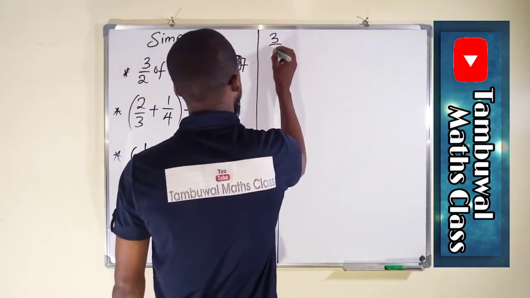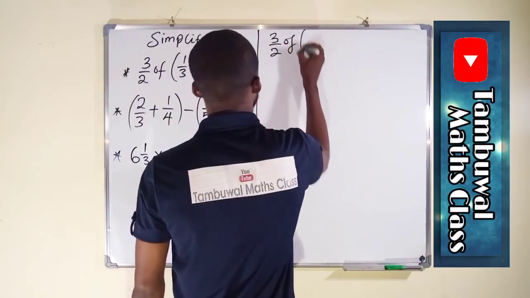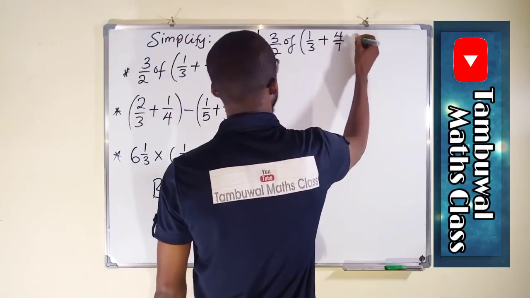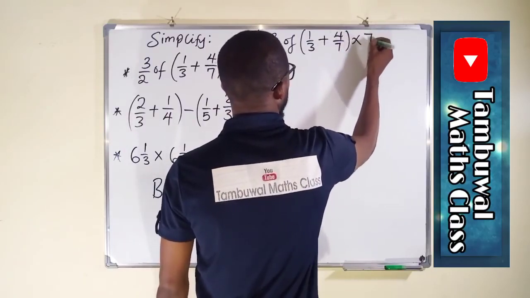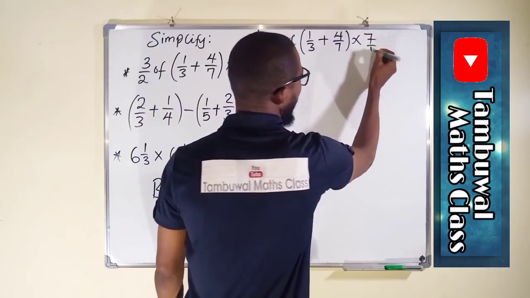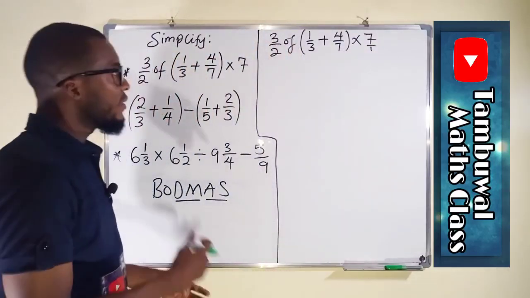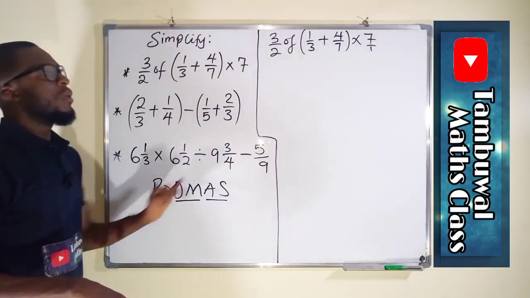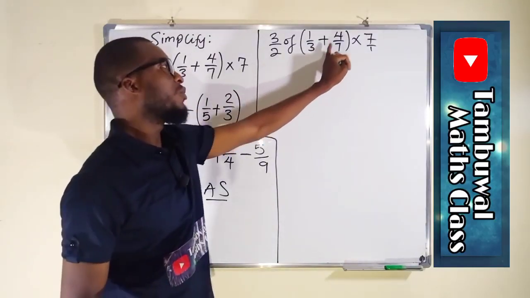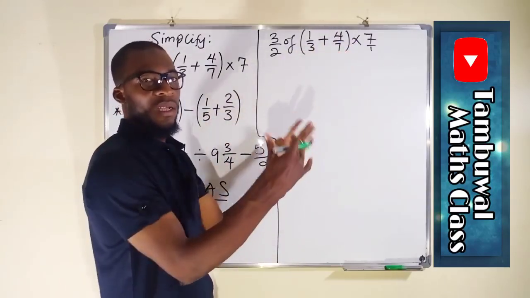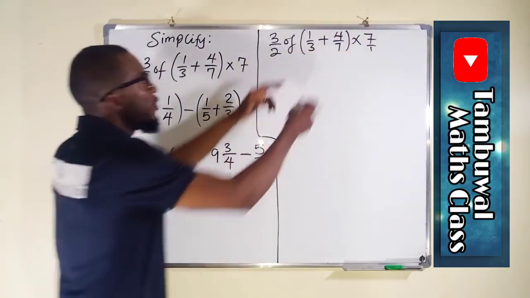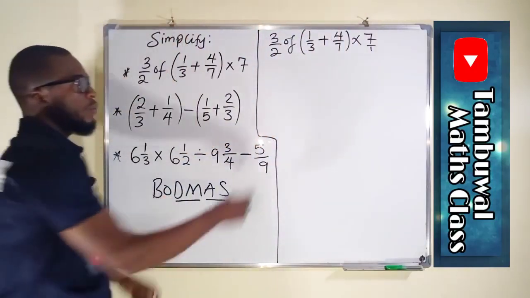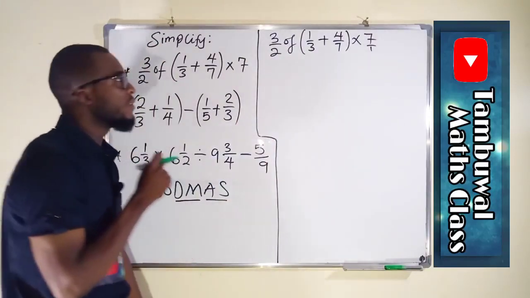We have 3 over 2 of 1 over 3 plus 4 over 7, times 7. We can even write this 7 as 7 over 1, because 7 over 1 is still 7. Following this rule, we have bracket. Therefore, we have to begin with 1 over 3 plus 4 over 7, because those are the fractions under the bracket. So first, this bracket is absent here. We have to begin with orders, of which "of" is part.